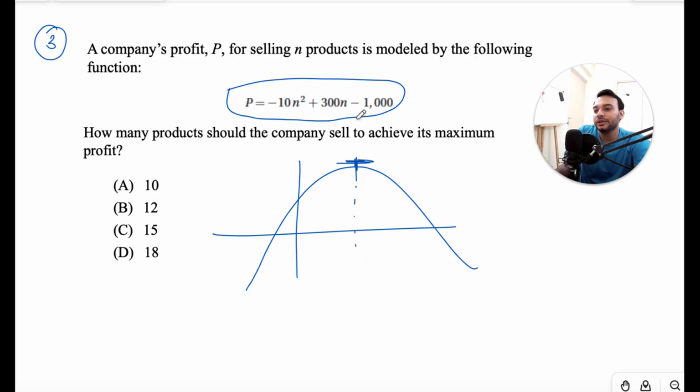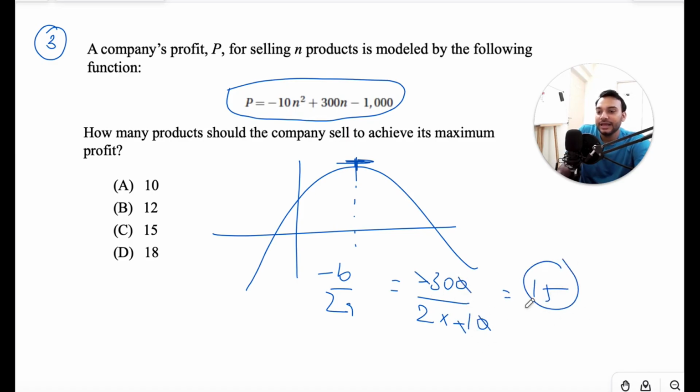The formula for the vertex is minus b by 2a. This is the x coordinate of the vertex, which is what we are asked to find, since we need to find the total number of products, that is n, not the profit. Okay. So minus b, that is minus 300 over 2 times negative 10. So 15. When it sells 15 products, the company is making the maximum profit.